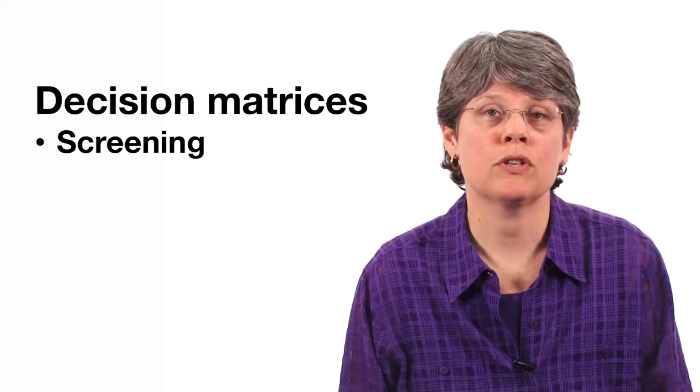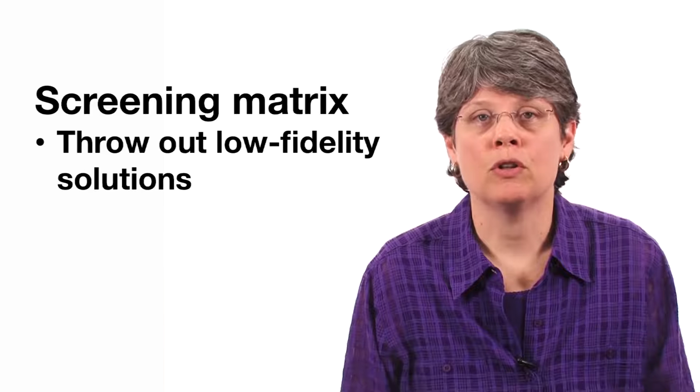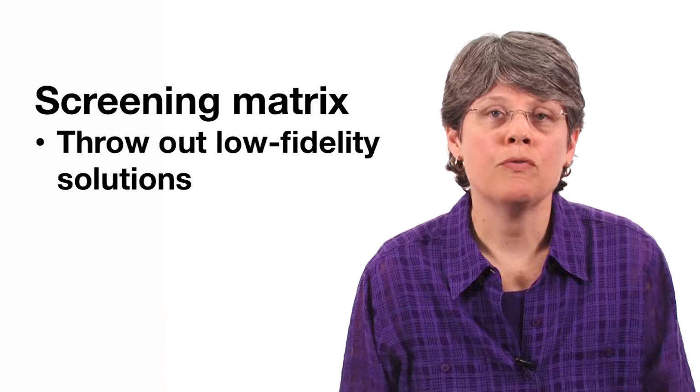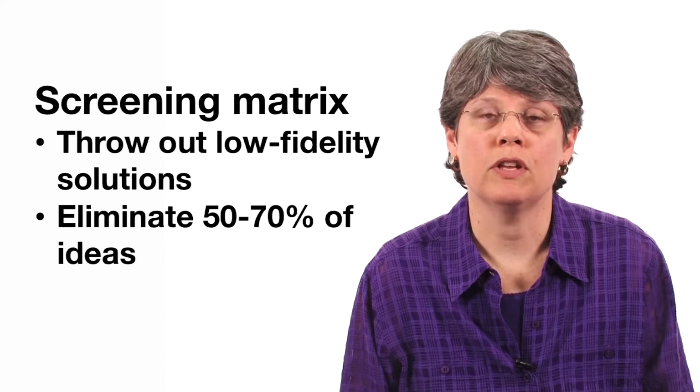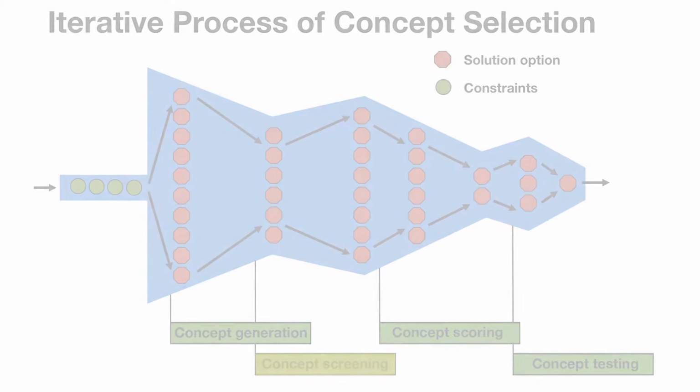In the previous video, we introduced the idea of using a structured evaluation process to select an idea or to pick a design solution. We talked about two categories of decision matrices, the screening matrix and the scoring matrix. For the screening matrix, the goal is to throw out low-fidelity solutions, hopefully eliminating 50 to 70% of the initial ideas. So if you recall the diagram where we started with many design solutions and narrowed them down, the screening process occurs here after you've screened ideas for just plain common sense.